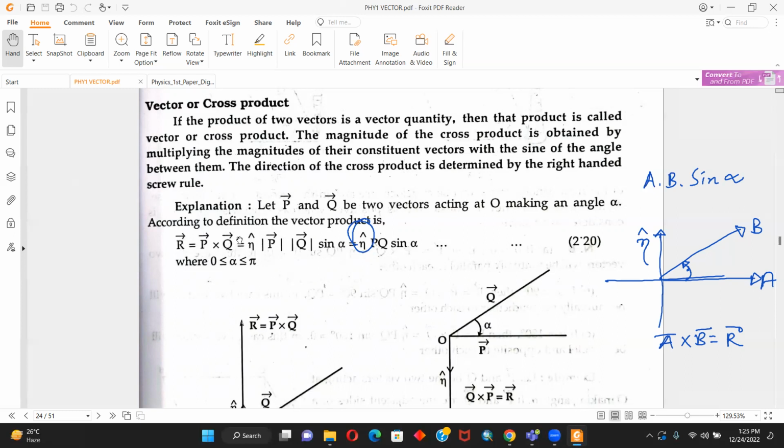That means we need a vector, and eta cap is that unit vector which represents the direction of that vector. So eta cap represents the direction of the vector quantity, the resultant vector, because the previous vectors' directions you already know. P vector's direction is known, Q vector's direction is known, so you need the resultant vector's direction.